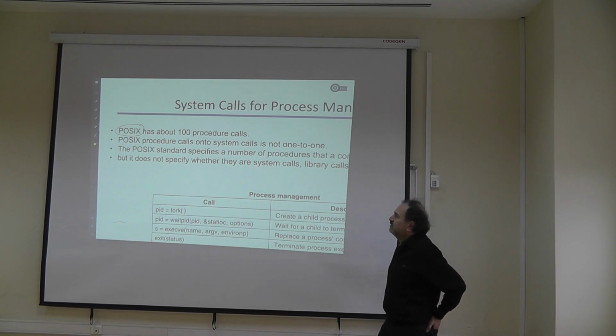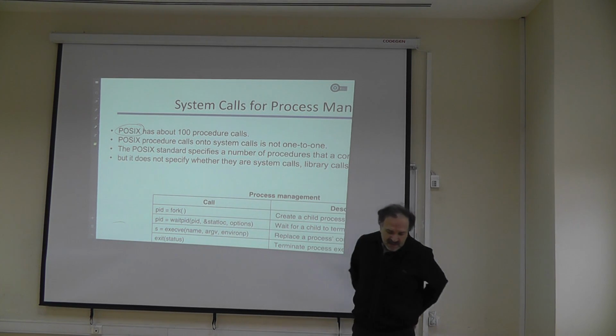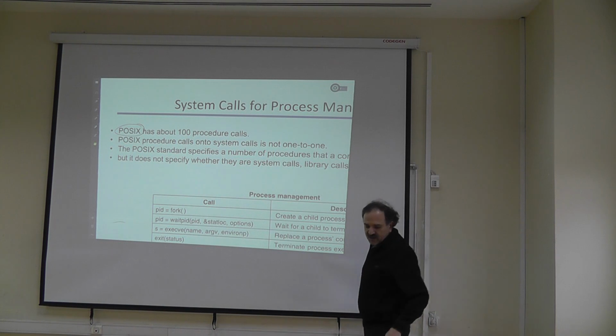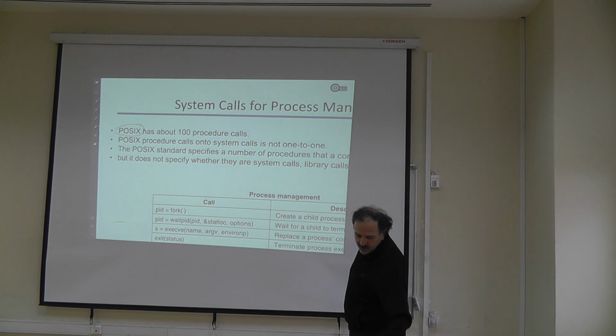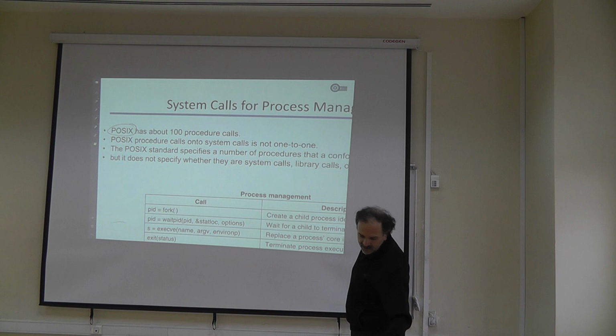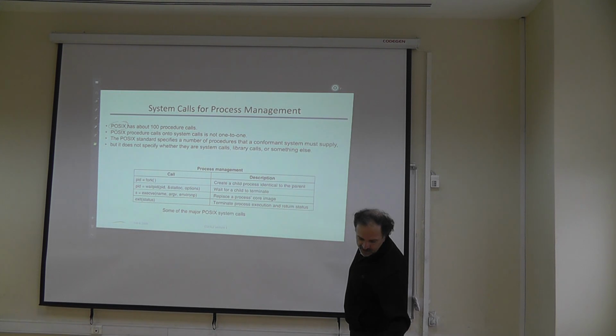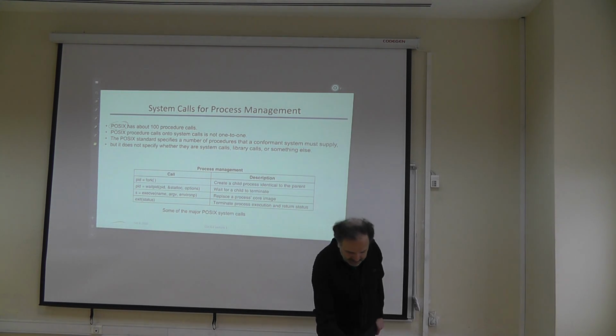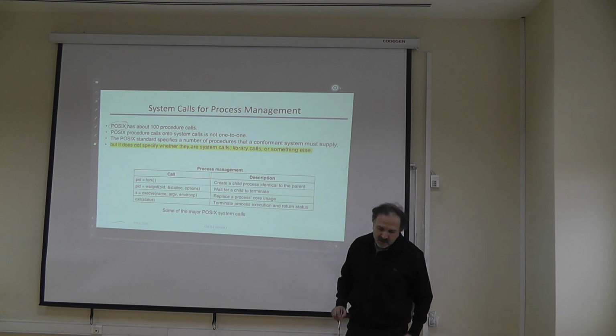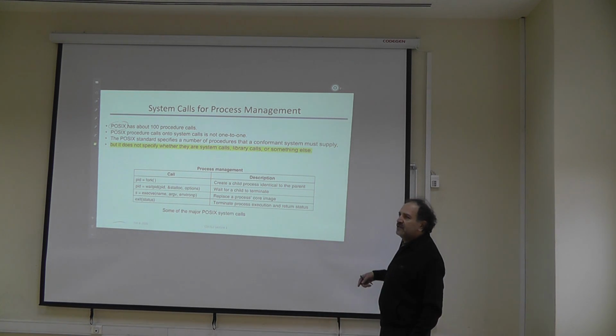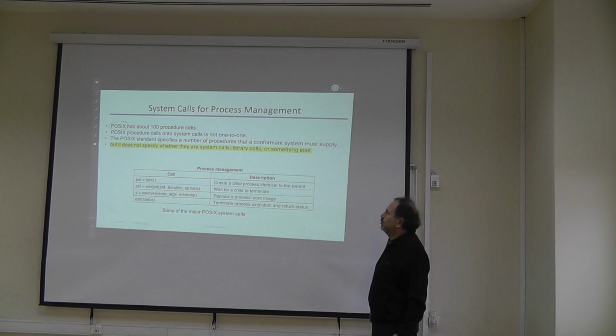Linux might do it differently. Some versions of Unix might do it differently. The important thing is that you should provide this functionality, these 100 procedure calls, then you are a compatible operating system. So this is again the same thing that I was talking about. POSIX does not specify whether they are system calls, library calls, or something else. The important thing is that I should have this API. They should all be available.